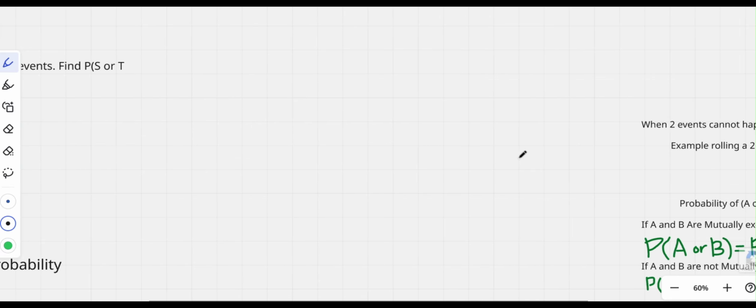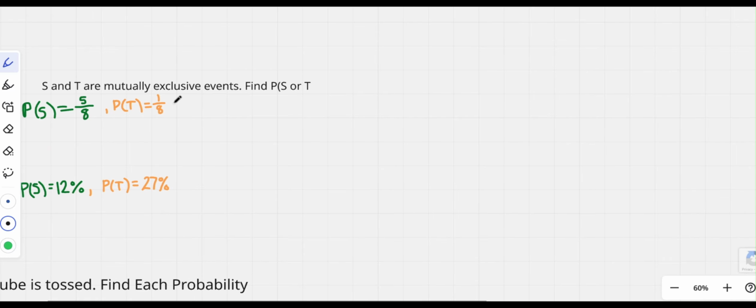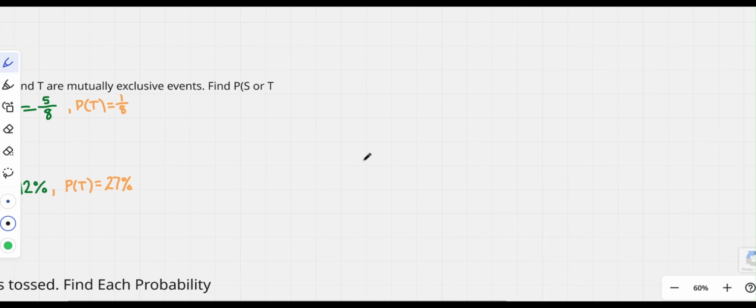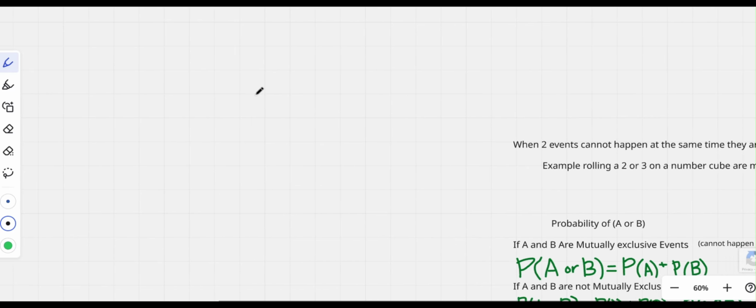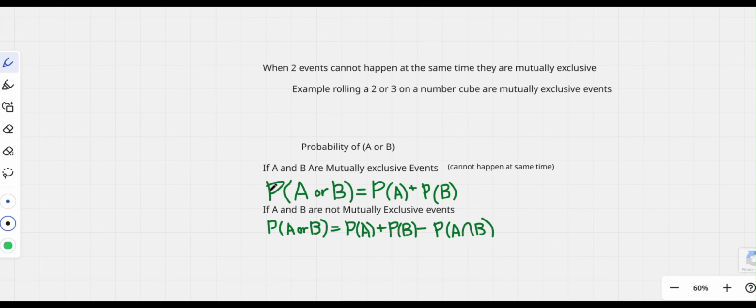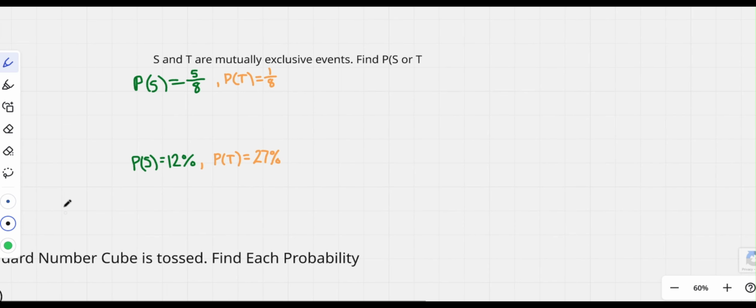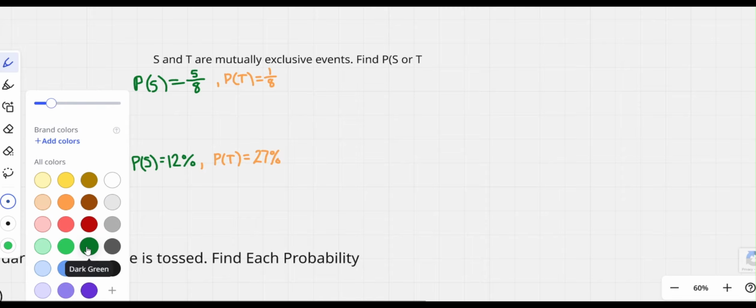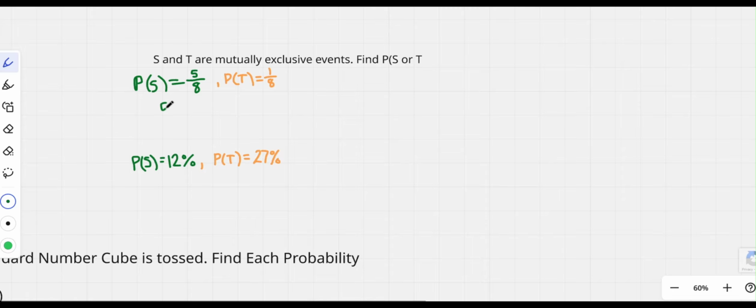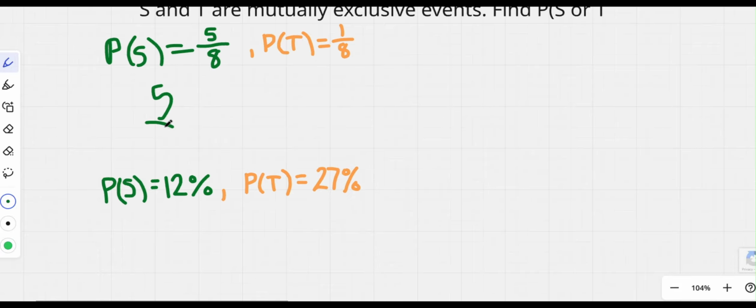So here, when we have two events that are mutually exclusive, or two events that cannot occur at the same time, to find P of S or T, we use this formula. P of A or B equals P of A plus P of B, meaning we're going to add the two probabilities together. So here we're going to do 5/8 plus 1/8, which is going to give us 6/8.